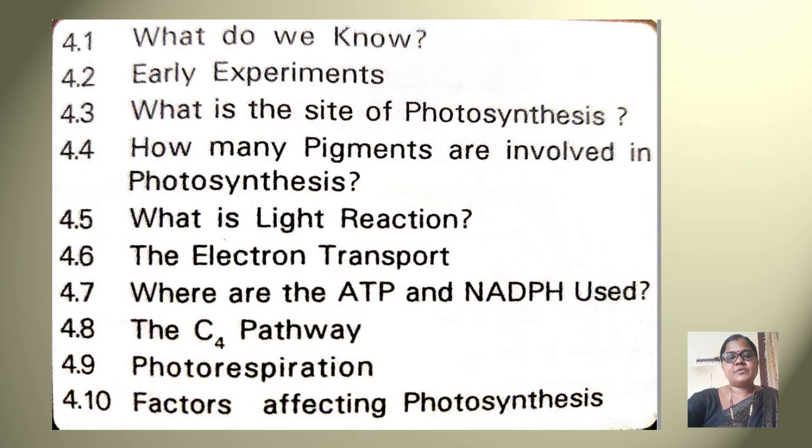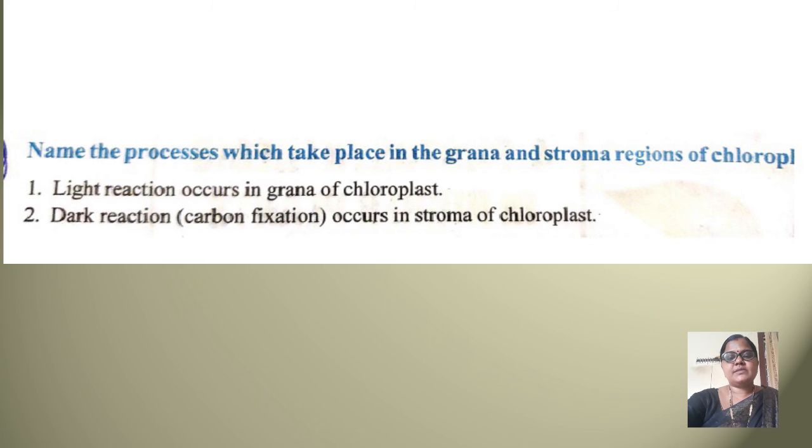The 2 marks questions are: Name the process which takes place in the grana and stroma regions of the chloroplast. Light reaction occurs in the grana of the chloroplast, and dark reaction occurs in the stroma of the chloroplast.